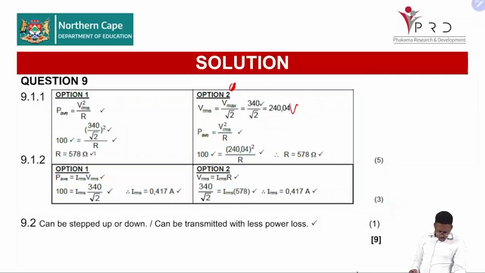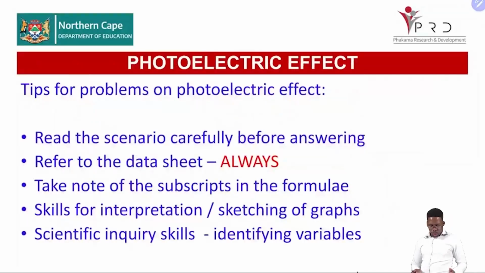Give one reason why AC voltage is preferred. It is cheaper and easier to convert AC to DC. Or another learner can say AC voltage can be stepped up or down using transformers. Then let's go to the last question.